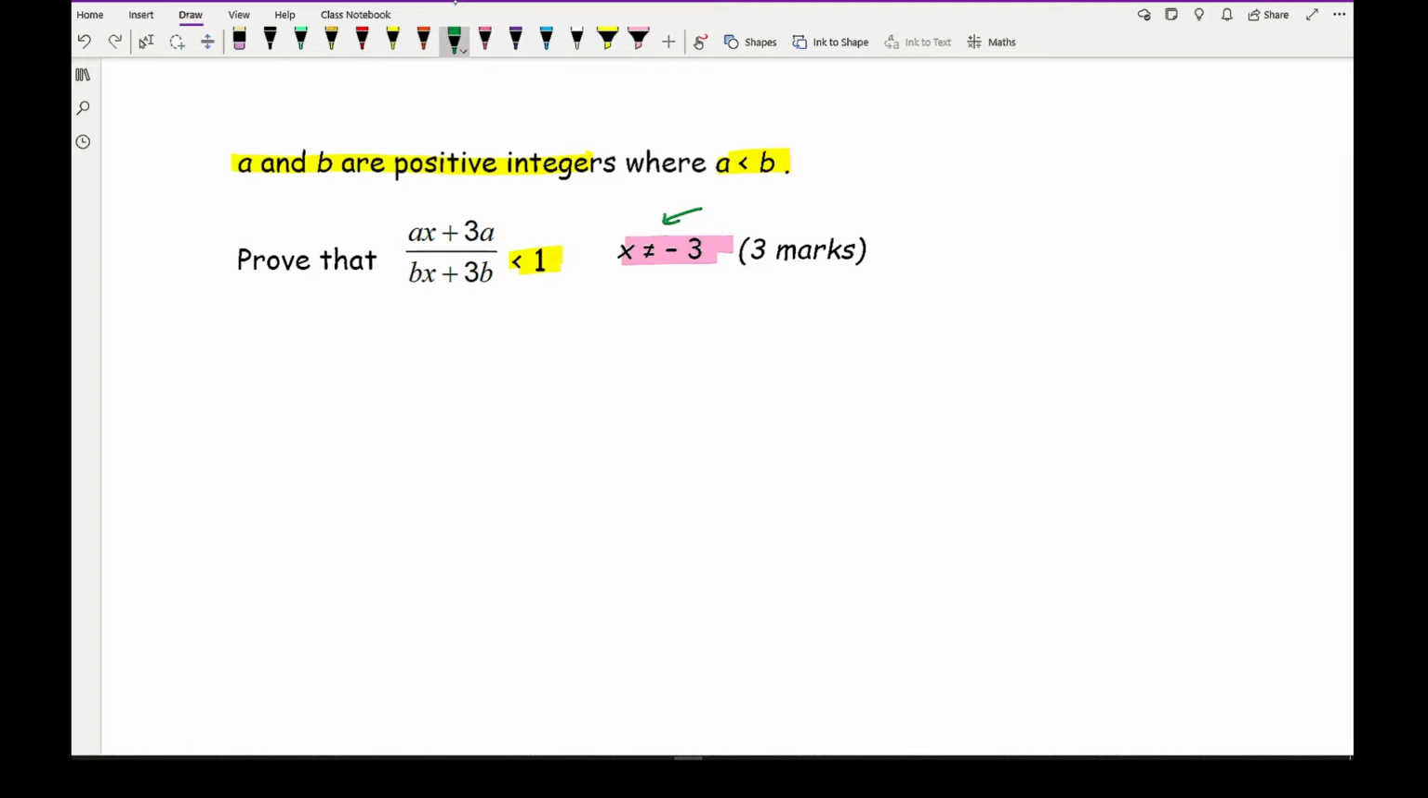So looking at this, you might be thinking, oh, what am I going to do? Can I substitute numbers in? As long as a is smaller than b and they're both positive, let's try substituting them in and show that it's less than 1. But again, what you want to do is prove this algebraically.